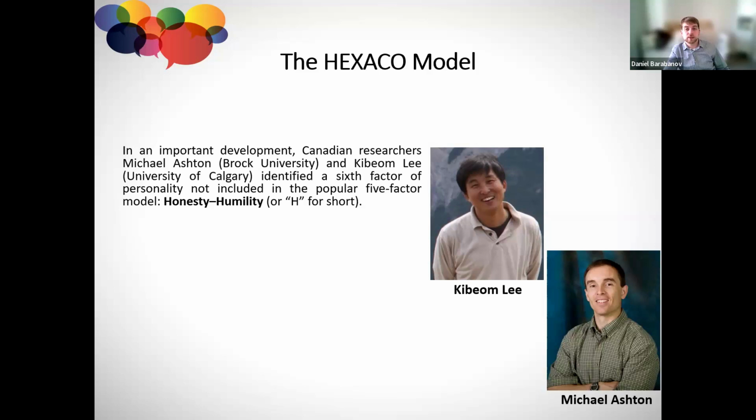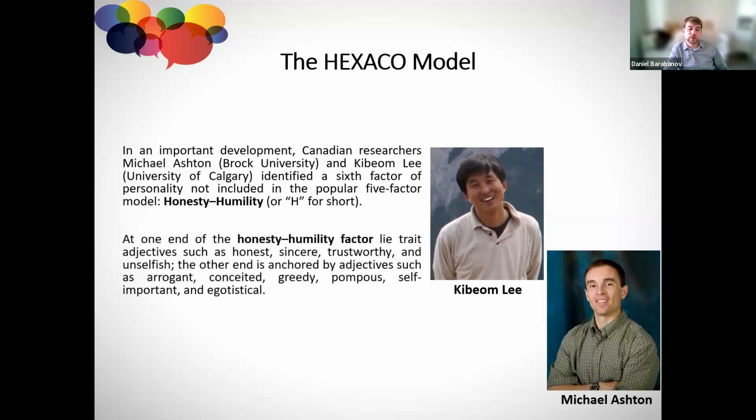They added a 6th factor to the Big Five, and this factor is honesty-humility, or H. At one pole of the honesty-humility factor is being honest, sincere, trustworthy, and unselfish, while the opposite pole is being greedy, arrogant, self-important, and egoistic, right? So it's about interpersonal communication and a bit of ethical values, so how a person is perceived by other people.